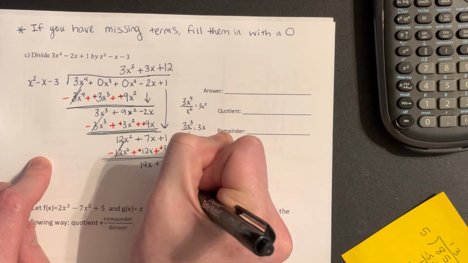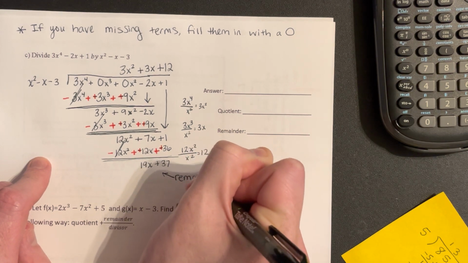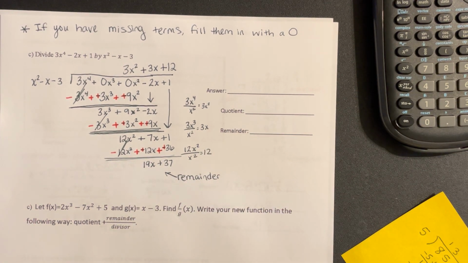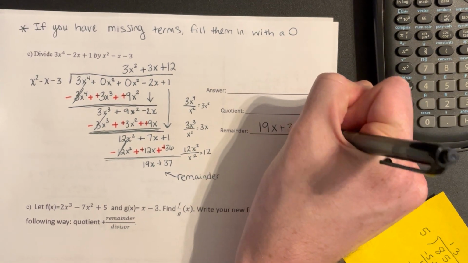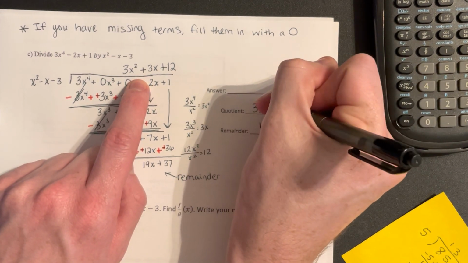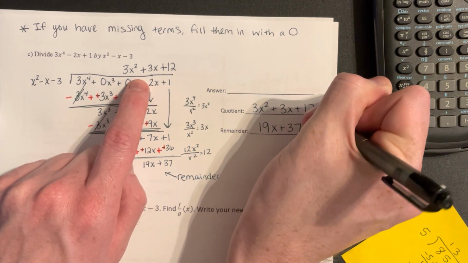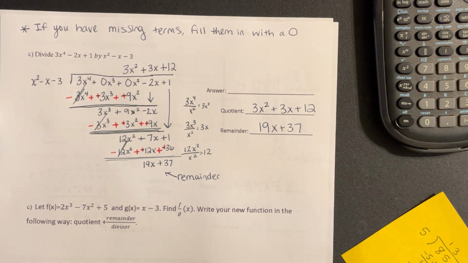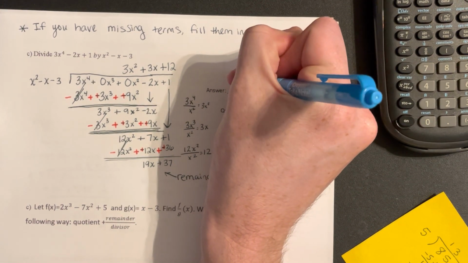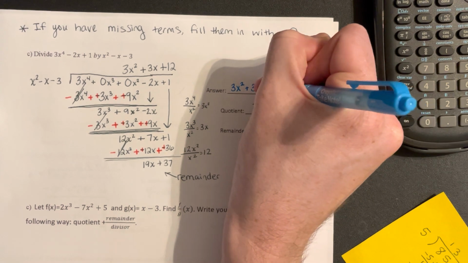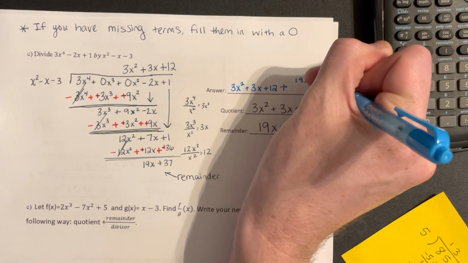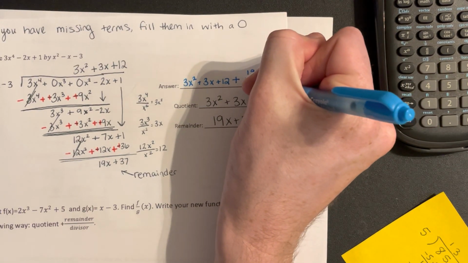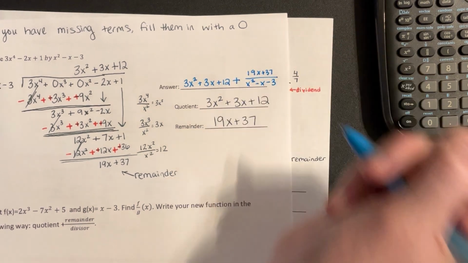This whole thing is our remainder. So it's possible that you have an expression and not just a number for the remainder. I can write that out, 19x plus 37. Our quotient was 3x squared plus 3x plus 12. But if we were writing this out as an actual answer, when we divide it, it would be 3x squared plus 3x plus 12 plus 19x plus 37 over x squared minus x minus 3.